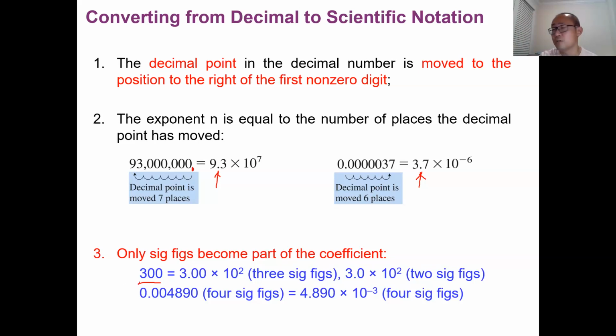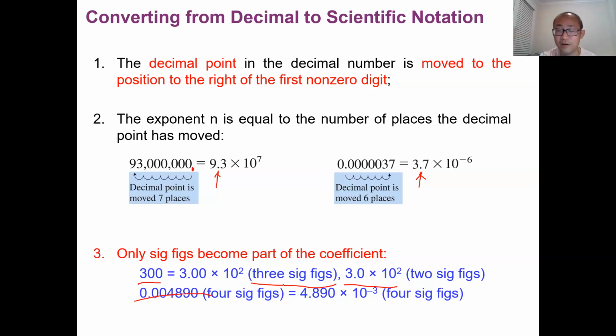For example, 300. You can change it to a way showing 3 sig figs, like 3.00 times 10 to the second, or 3.0 times 10 to the second. You can see that these two numbers are both 300, but one has 3 sig figs, and the other has 2 sig figs. So it depends on how you want to keep the number's sig figs. You need to play with the coefficient.